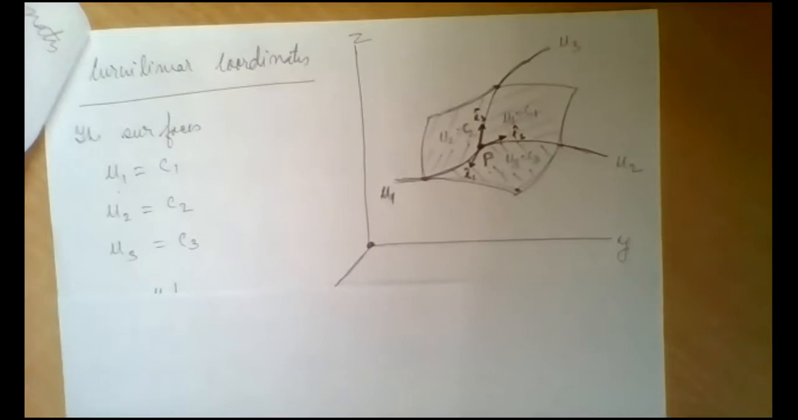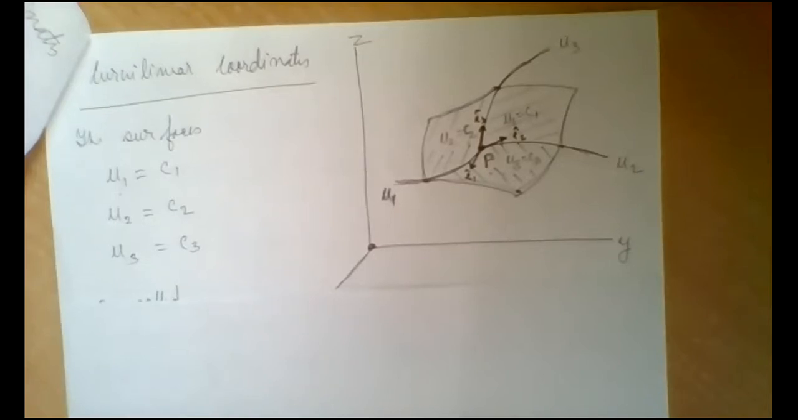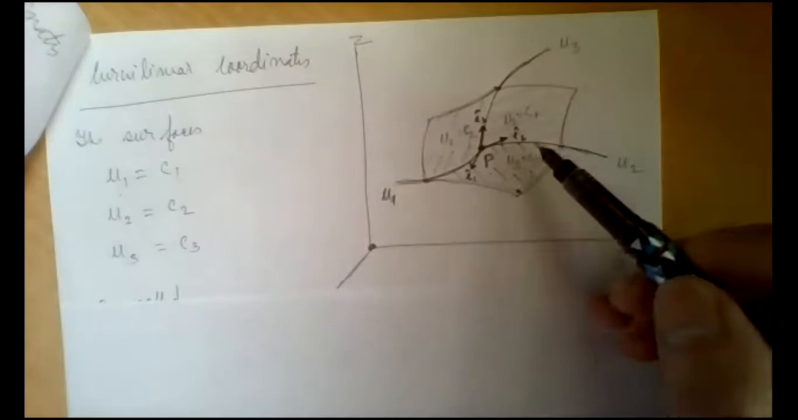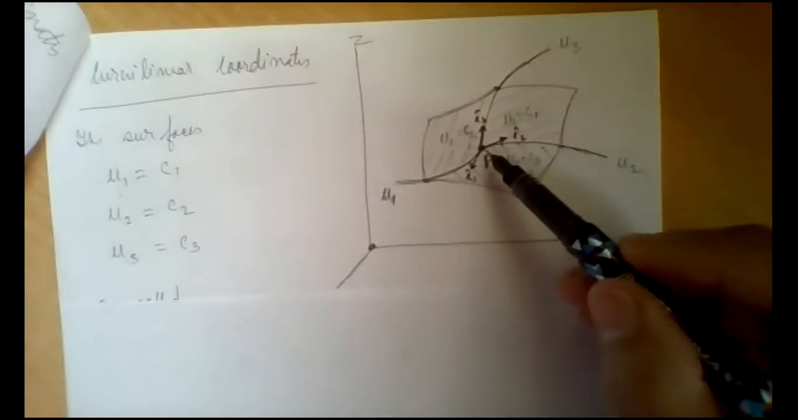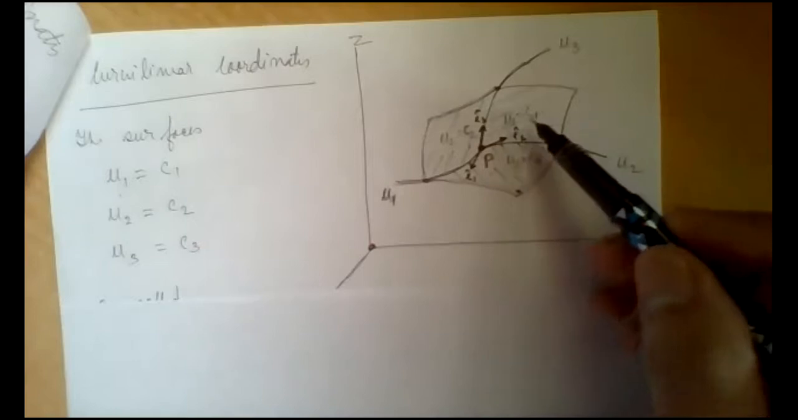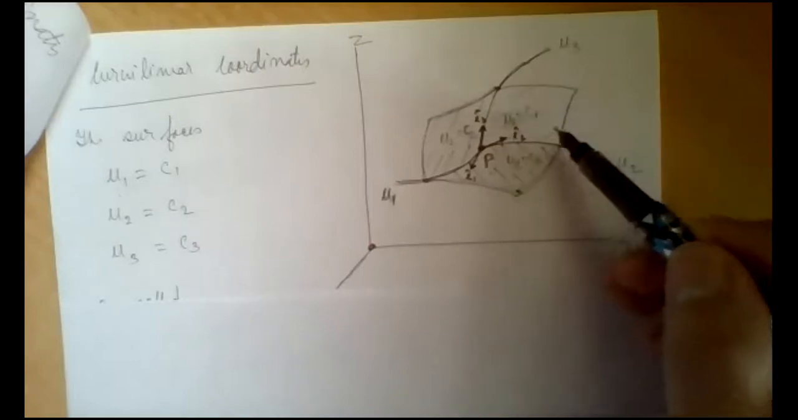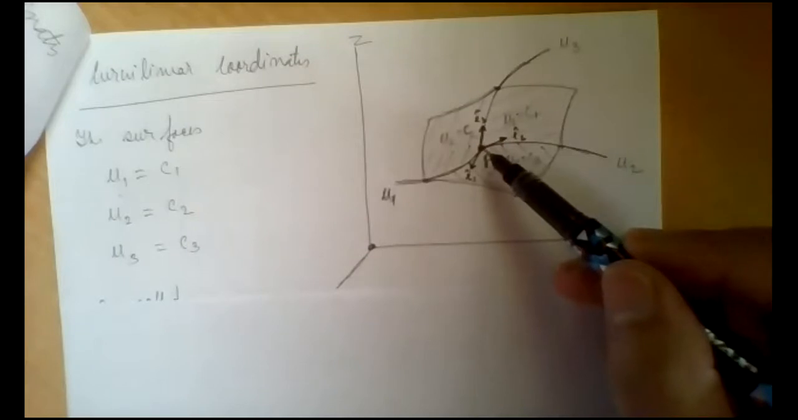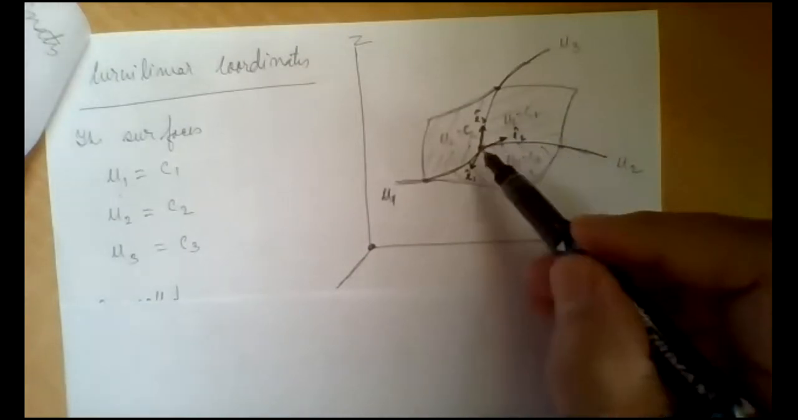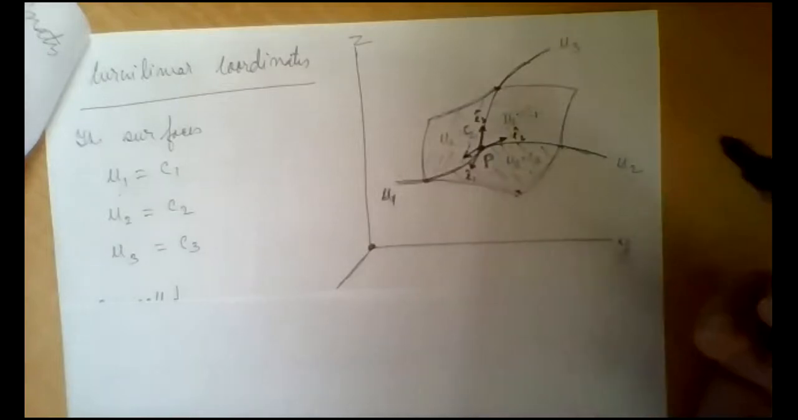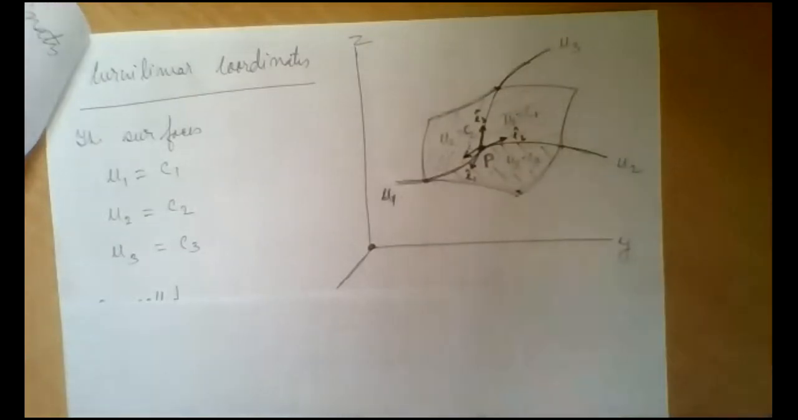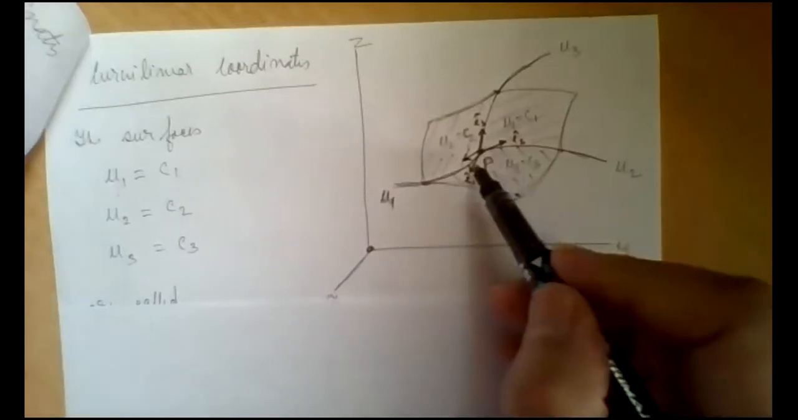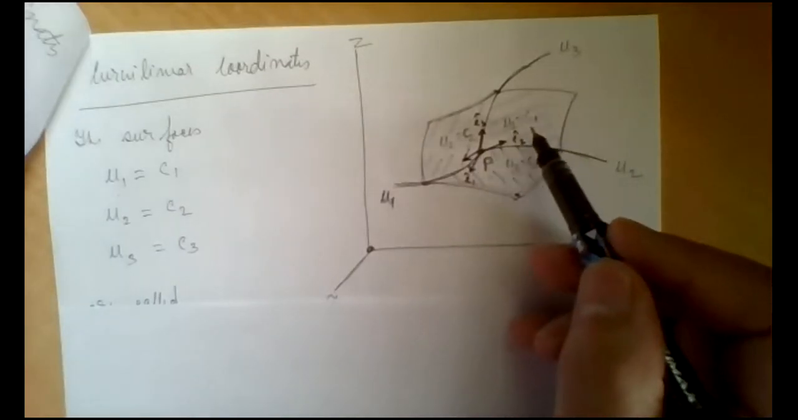We can construct another set of unit vectors at the point P. At the point P, let us draw a normal to the surface U1 equal to C1. At the point P, draw a vector which is normal to this surface. Let that vector be given by this vector, a vector which is normal to the U1 equal to C1 surface at the point P.